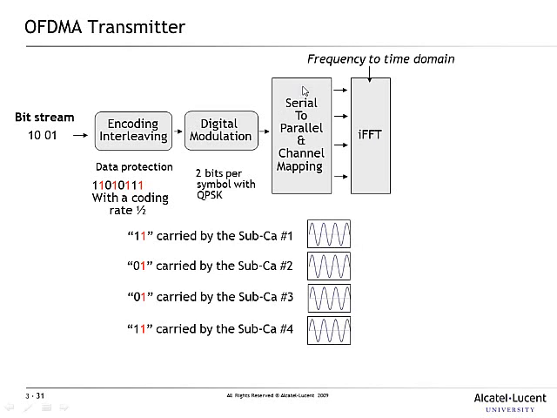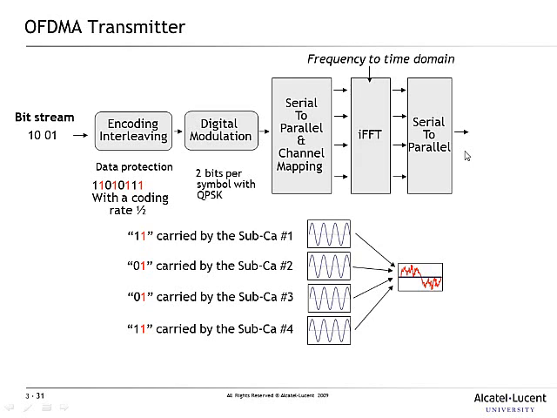So for example, what could happen here is that the first bit that corresponds to 1, could be transmitted on subcarrier 1, for example. The second bits could be transmitted on subcarrier 2, and so forth. And these bits go into the frequency to time domain transformation, and we go again back from serial to parallel. Okay, so we are combining all of these subcarriers together to get this output.